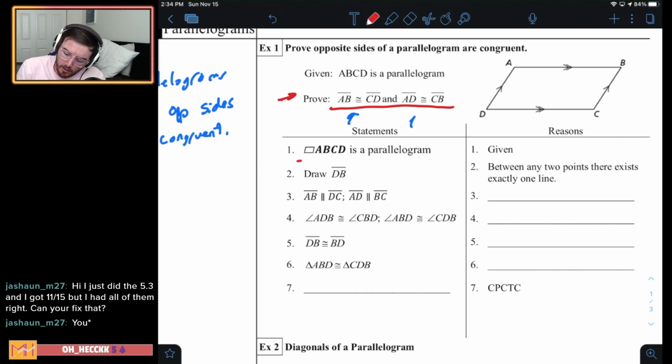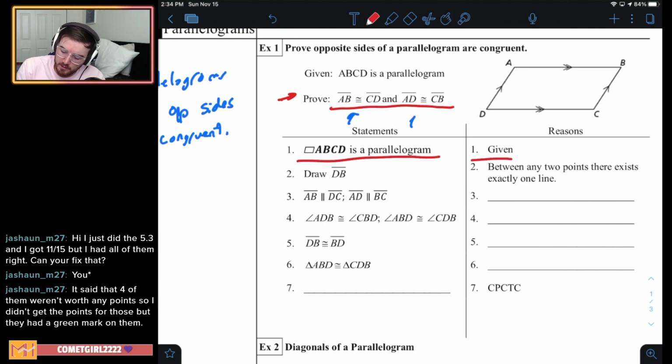So number one, ABCD is a parallelogram. Well, that was given to us. Lovely. Draw DB. Okay, let's draw D to B. There we go. So we drew D to B. Why can we draw D to B? Well, number one, it just makes sense. Of course we can draw a line, but the formal way to write that is between any two points there exists a line or segment, whatever you want to call it, okay? So there's that.